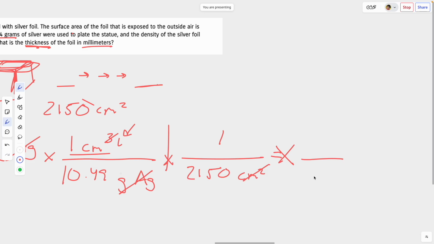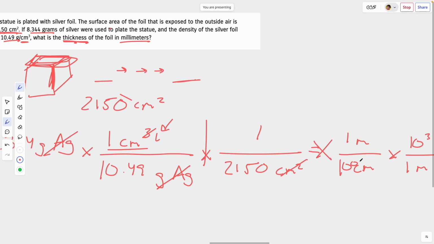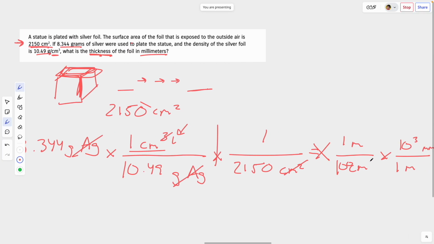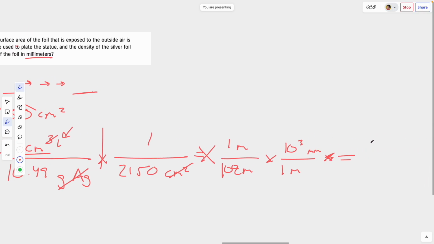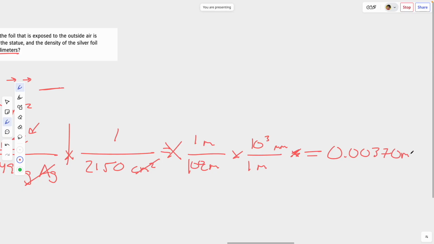So I'm going to do it into meters. So 100 centimeters is equal to 1 meter times, and then 1 meter is equal to 10 to the power of 3 millimeters. Sorry, so this is done here. And now if you compute this equation and put it into your calculator, you get a final answer of 0.00370 millimeters.